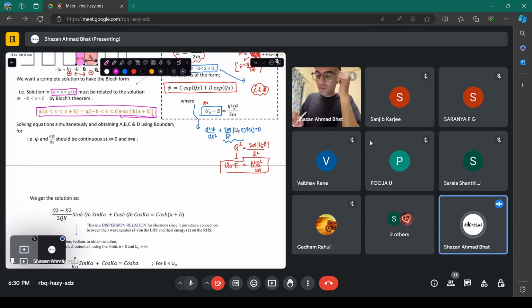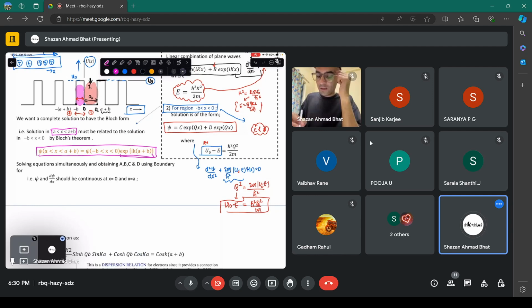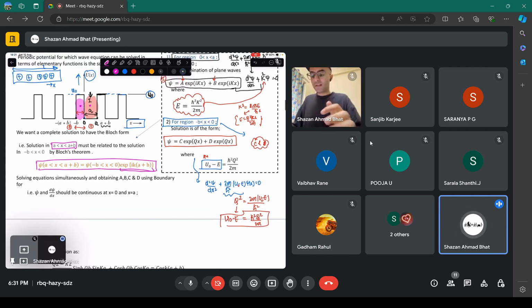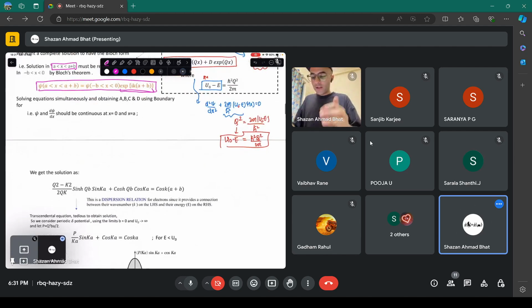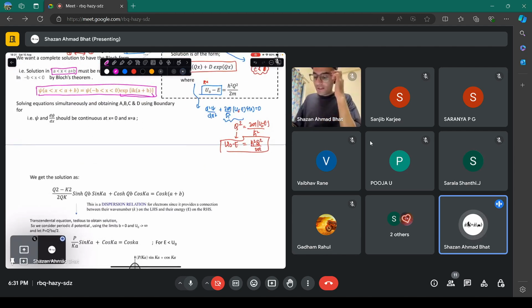Now that means we don't need to solve in the other potential wells. You solve here, that's it. You're going to get the electron wave function and the energy in the entire lattice, which is the brilliance that comes from Bloch's theorem. And now the hard thing here is to find these A, B, and C, D coefficients. And it's not that hard, basically.